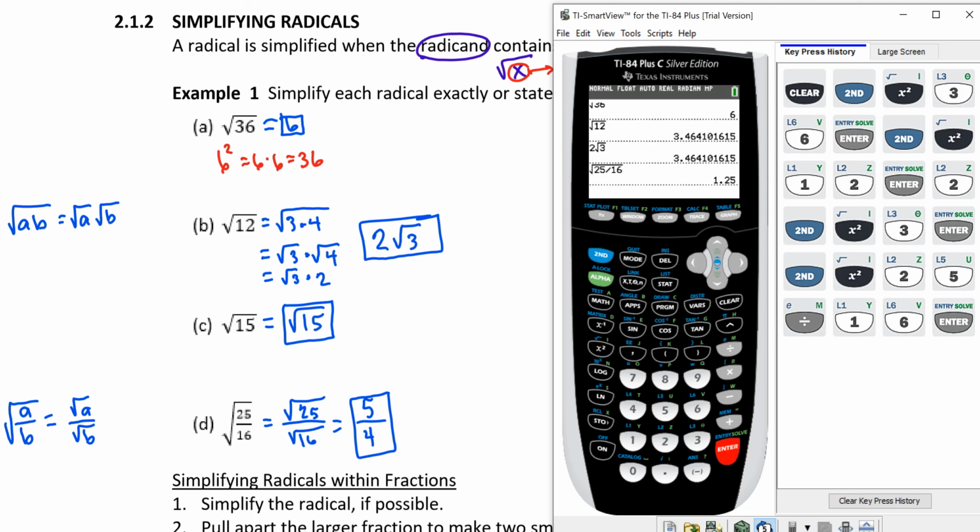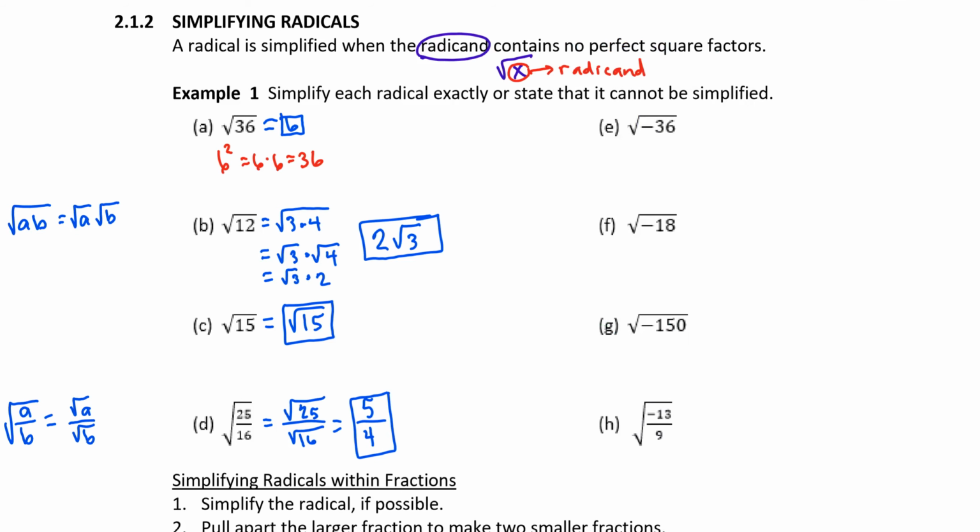And when we press enter, the calculator returns a terminating decimal. That means it is a decimal that stops or can be written as a fraction. So let's convert it back to a fraction with our math button, and we can see that we've correctly evaluated that square root.